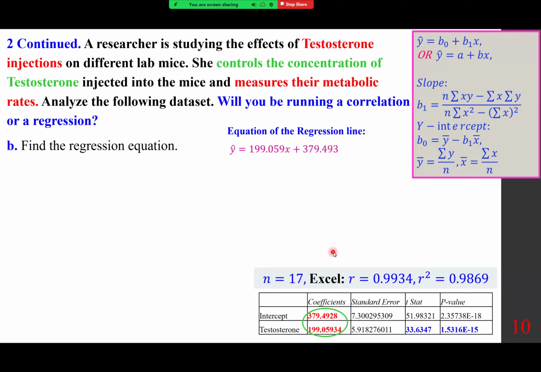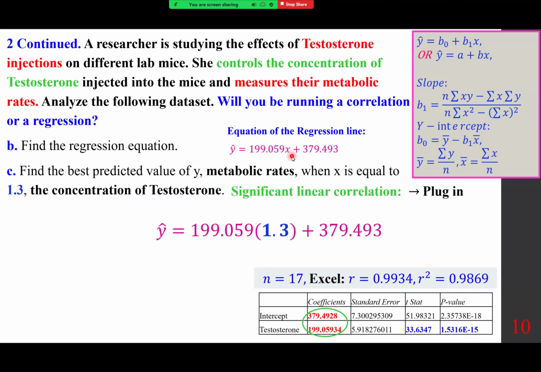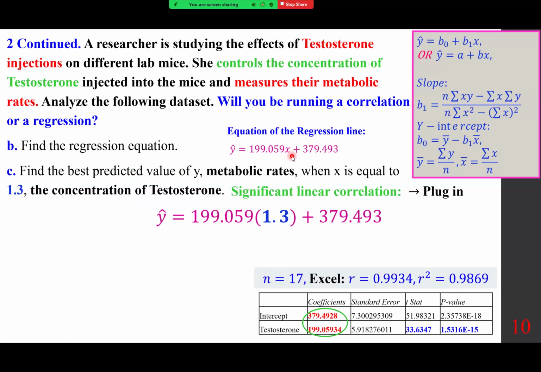Again, technology has given us everything. Find the best predicted value of y, metabolic rates, when x is equal to 1.3, the concentration of testosterone. We proved there is a significant linear correlation. Therefore, we plug in 1.3 for x, and we predict it to be 638.2697, where x is 1.3.